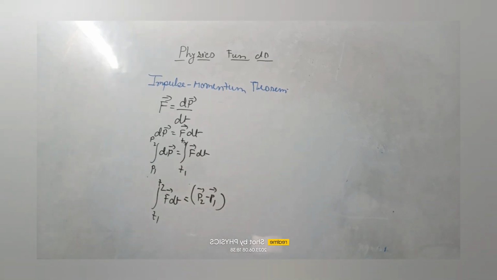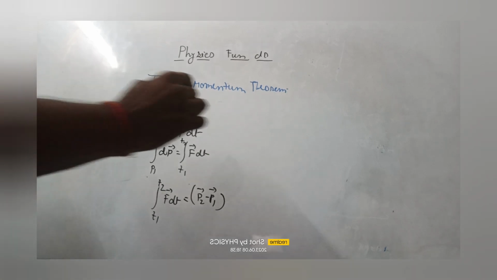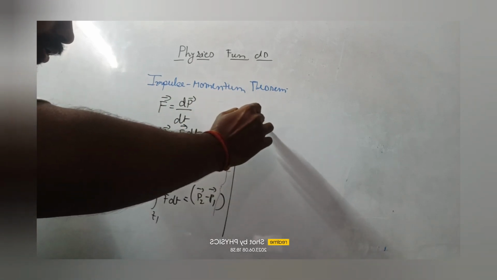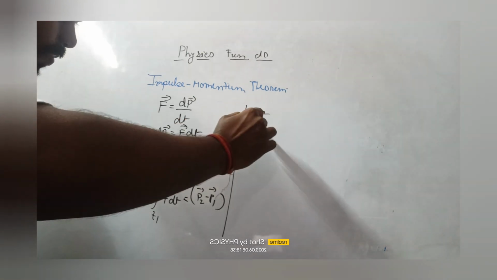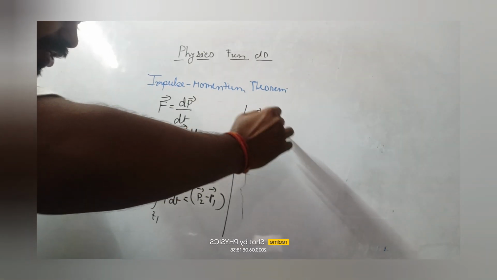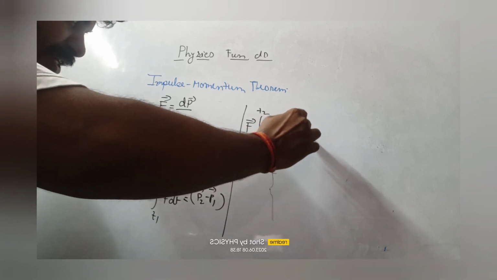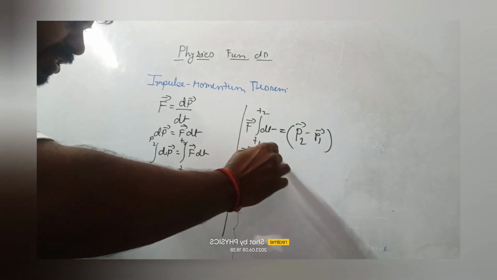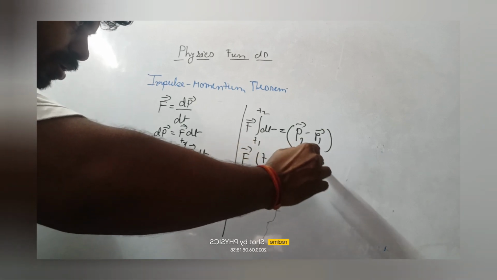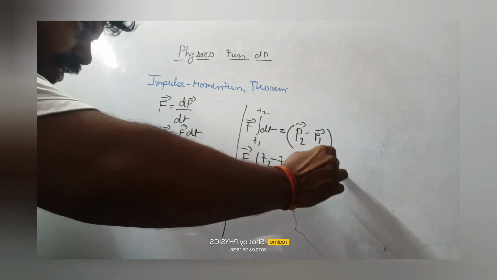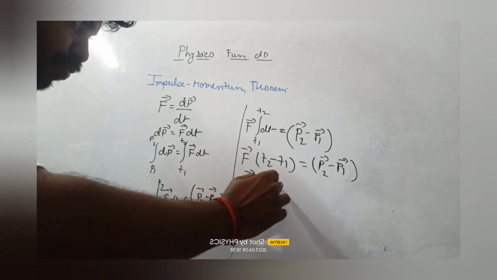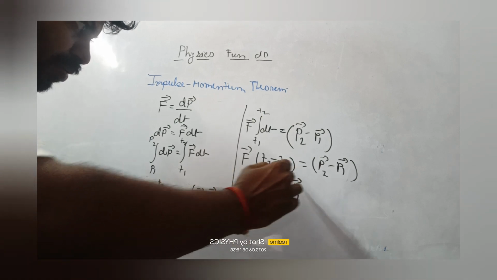We can also integrate it: F times the integration from t1 to t2 of dt is equal to p2 minus p1. So F times (t2 minus t1) is equal to p2 vector minus p1 vector. So F delta t is equal to p2 vector minus p1 vector.